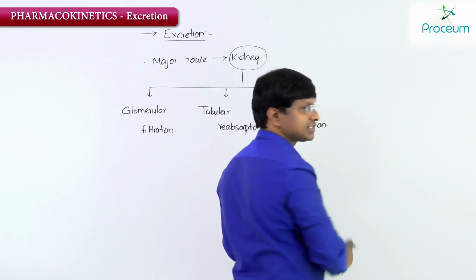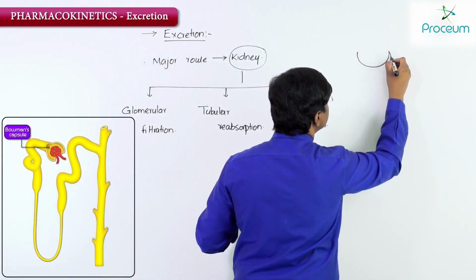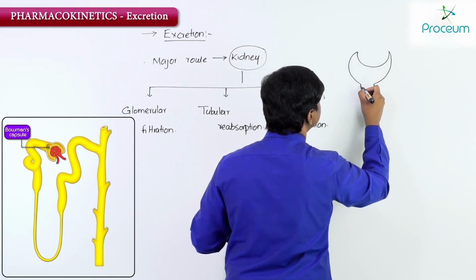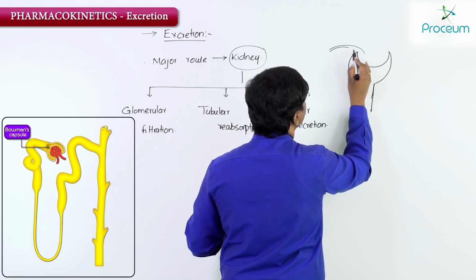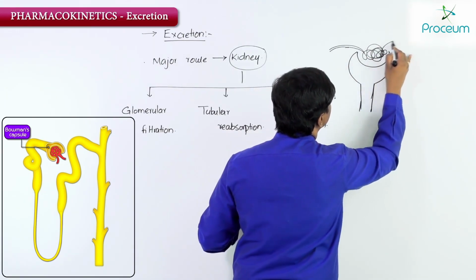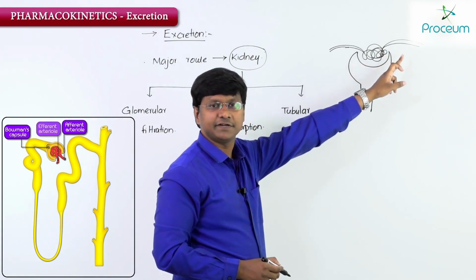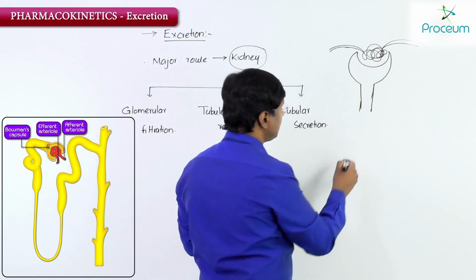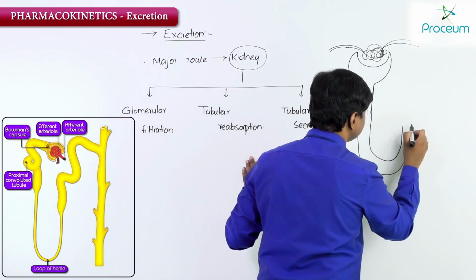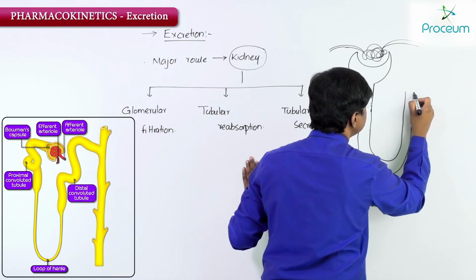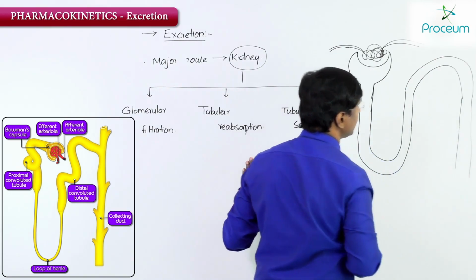Now for example, the structural and functional unit of the kidney is the nephron. This is the Bowman's capsule of the nephron. Within this Bowman's capsule, you have the glomerulus. This is your afferent arteriole, glomerulus, and then efferent arteriole. The Bowman's capsule continues down as the proximal convoluted tubule, then the loop of Henle, then the distal convoluted tubule, and then the collecting tubule and collecting duct.